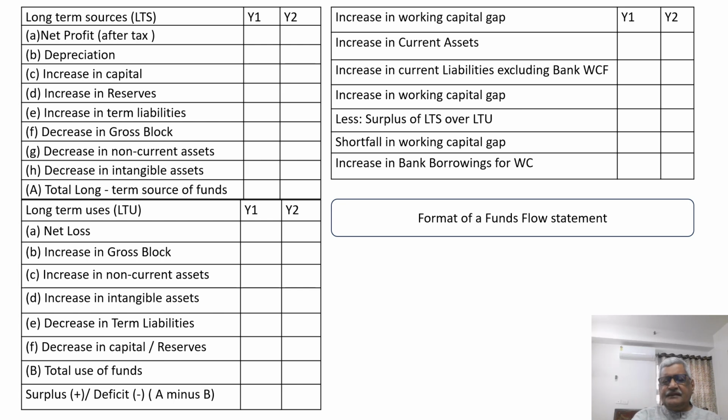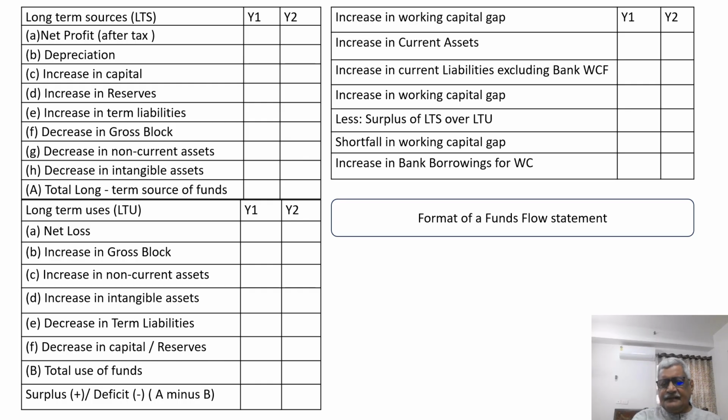Having done it, we have to find out the increase in working capital gap. Increase in working capital gap is given by increase in current asset less increase in current liability excluding bank working capital finance. The result will be increase or decrease in working capital gap.